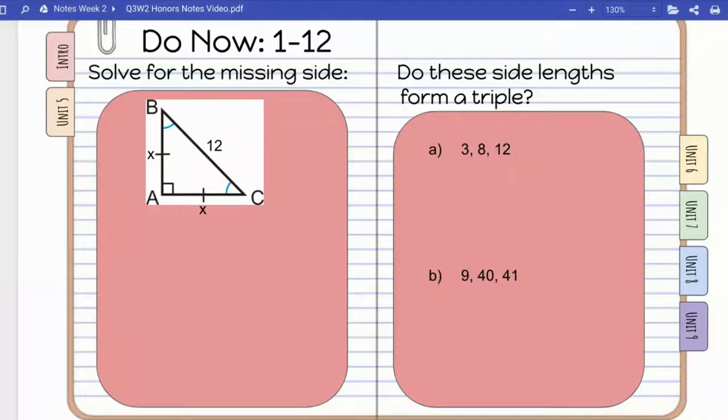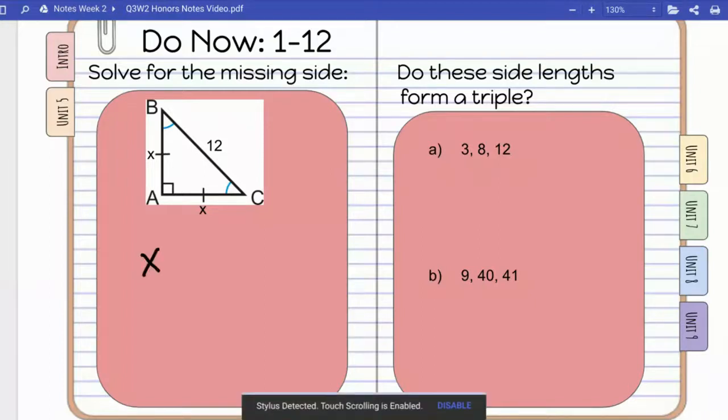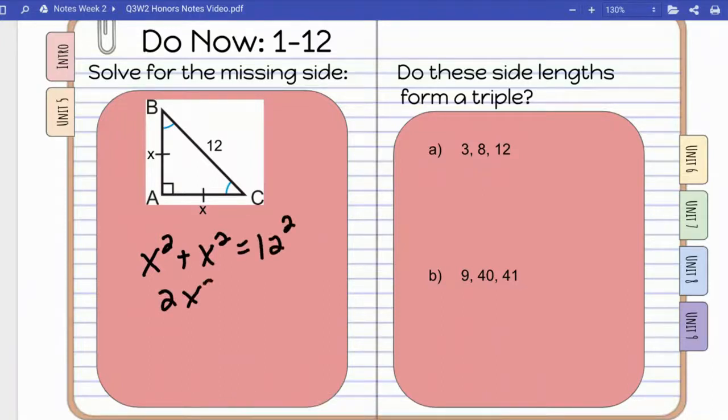Okay, solve for the missing side. So we have two sides and we're trying to find the third side. Now, some of you caught on to the pattern from your homework and from what we talked about yesterday, but your fallback plan, since this is a right triangle, is the Pythagorean theorem: x squared plus x squared equals 12 squared. So we get 2x squared equals 144.